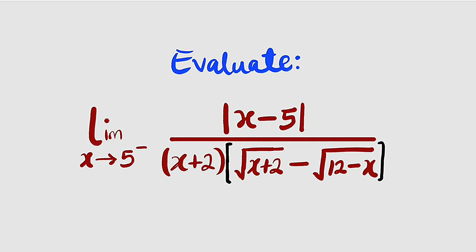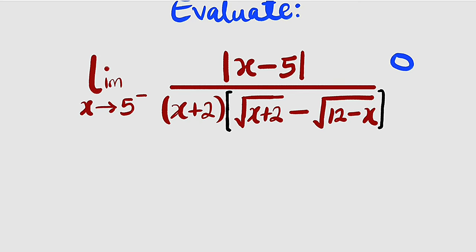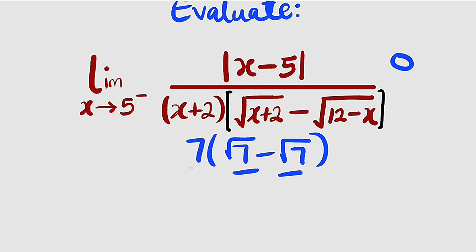Alright, let's get started. First of all, let us substitute x equal to 5 directly and see what happens. If you substitute it here, you have the absolute value of 5 minus 5, which is the absolute value of 0, which is equal to 0. So you have 0 on the top. What about the bottom? We have 5 plus 2, which is 7, multiplied by square root of 5 plus 2, which is square root of 7. We have square root of 7 minus square root of 12 minus 5, which is also square root of 7. Square root of 7 minus square root of 7 is 0, and 0 times 7 is still 0. So we have a 0 divided by 0 situation, which is indeterminate.